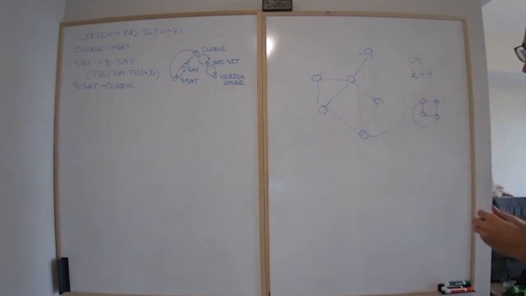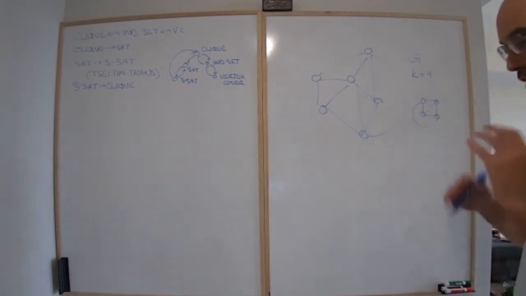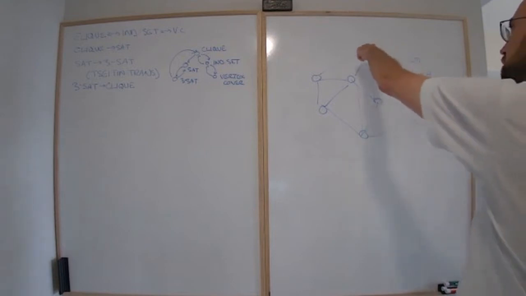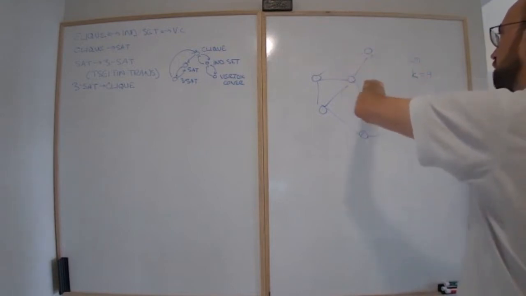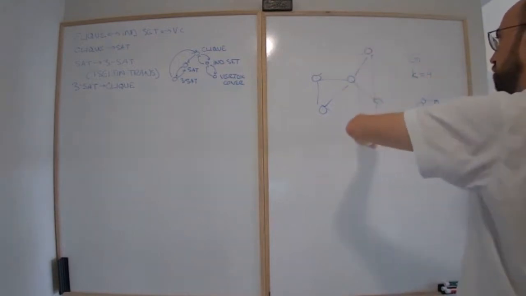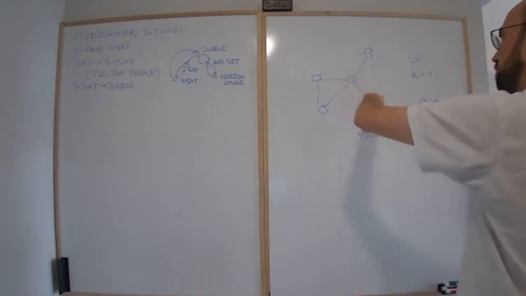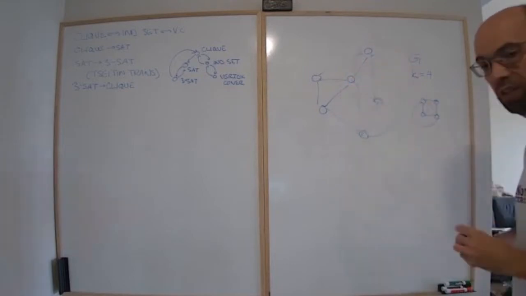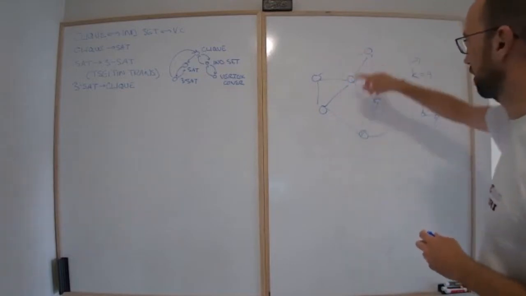So this is a 4 clique. It means you have 4 vertices and they're all connected to each other. Is there a 4 clique in here? This one is connected to these two and this one. This one is connected to 1, 2, 3. Yes, there is a 4 clique. Look, this is a 4 clique.